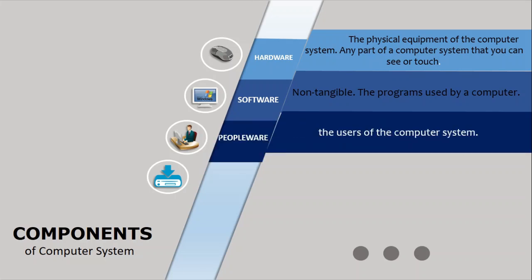Third one, we have peopleware. Peopleware refers to the people, the users of the computer system. It can be a student, teacher, businessman, or whoever uses the computer.